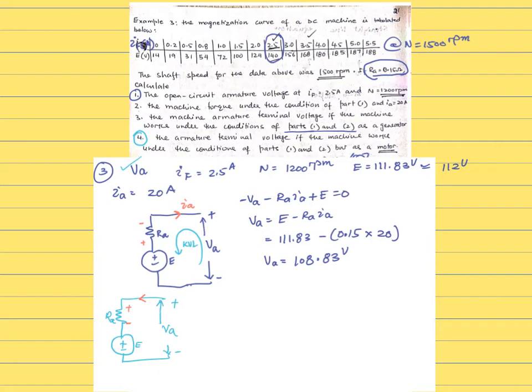Okay, so again we can apply KVL and that will give you minus VA plus RAIA plus E equals 0. So we're calculating VA, which is E plus IARA. So E is 111.83 from part 1 and 2, plus 20 times 0.15. So here VA is going to be higher than E, so 114.83 volts.